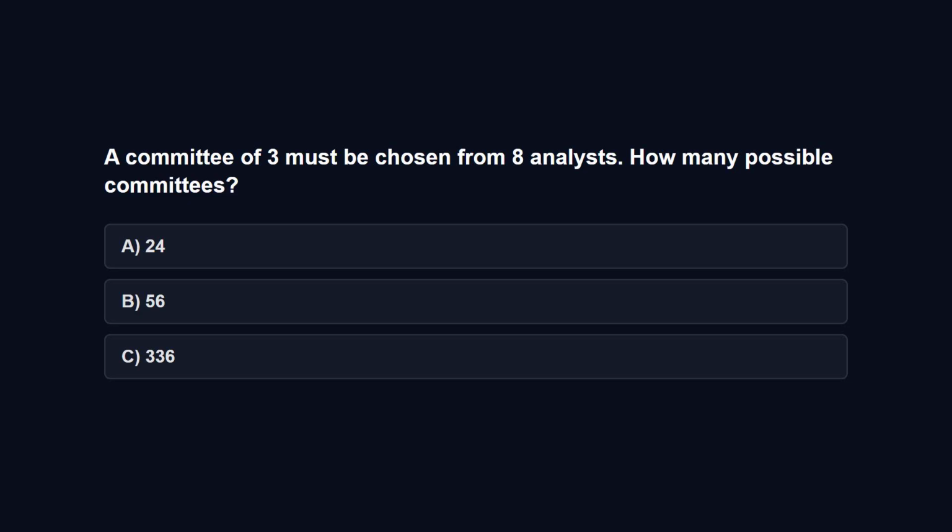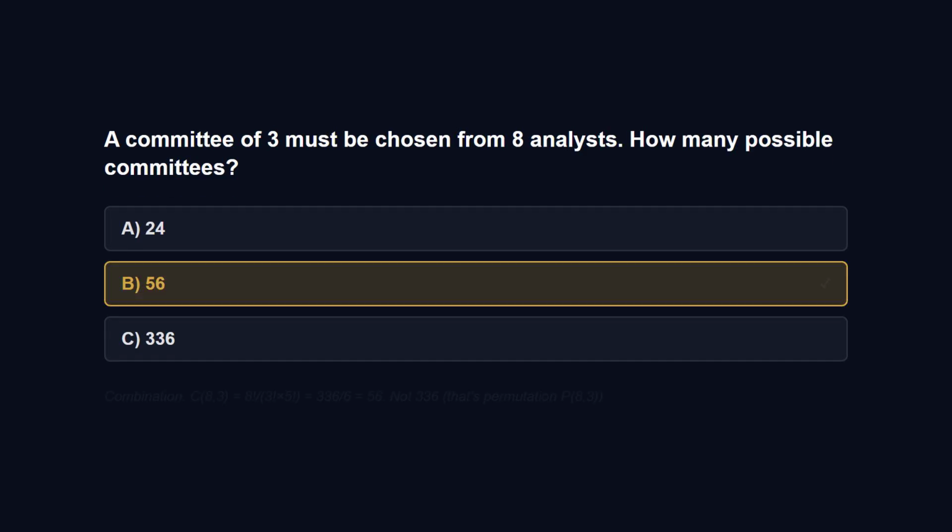C of 8, 3 equals 8 factorial divided by 3 factorial times 5 factorial. 8 times 7 times 6 divided by 3 times 2 times 1 equals 336, divided by 6 equals 56. If you chose 336, you calculated the permutation. That would be the answer if order mattered, like if you were assigning president, vice president, and secretary roles. But the question says a committee, which means no ordering, so use combinations.